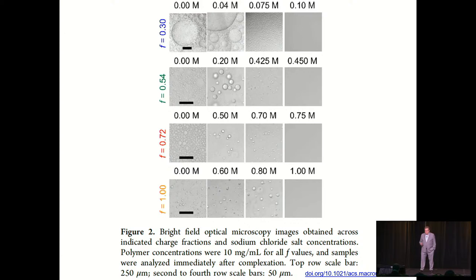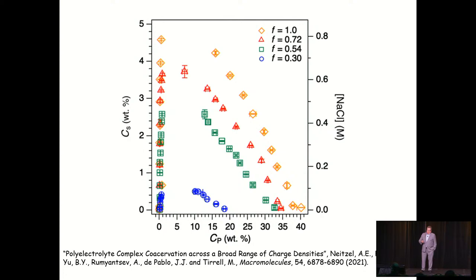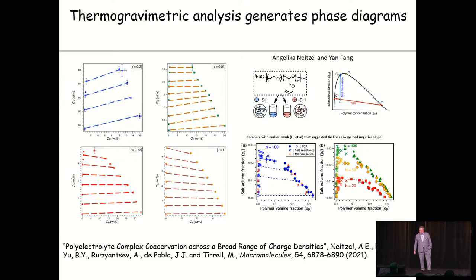So the driving force for liquid-liquid phase separation isn't nearly as strong. They produce phase diagrams where the two-phase boundary is a lot smaller with 30% charge. Most interesting to us was the fact that the slope of the tie lines as you go from fully charged to weakly charged changes from negative to positive. So this idea that I had that these tie lines should always be negatively sloped is not true. So that's something to bear in mind.